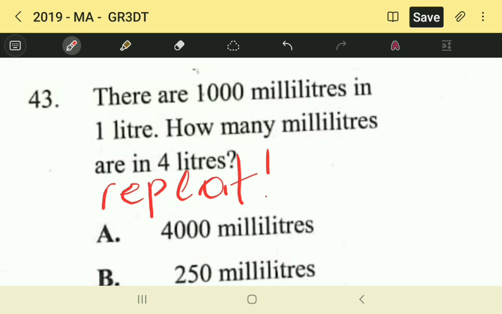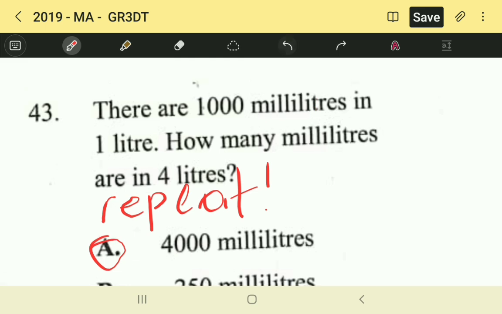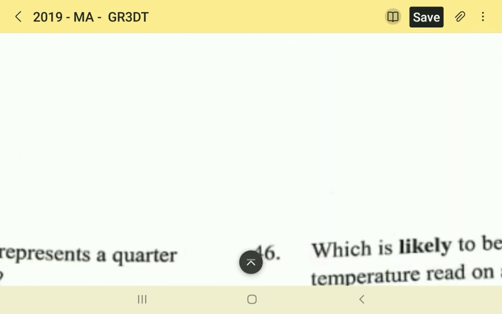Repeat with an exclamation sign. 4,000. We don't even have to work it out. This is a repeat item. So 1 is 1,000, 4 must be 4,000 because each one represents 1,000. Alright? See the importance of going through the videos? Watch all the videos. Go back and find all of them.